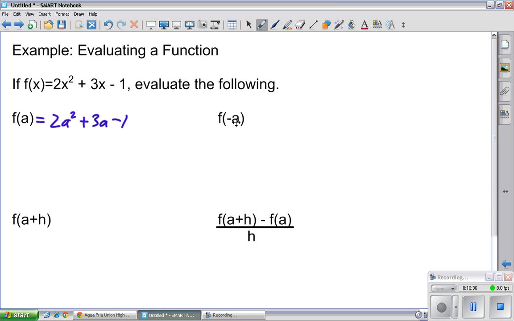Similarly, if we're plugging in negative a, evaluating for negative a, you just plug in negative a wherever there was an x. 2 times negative a squared plus 3 times negative a minus 1. And then do some simplifying. Negative a squared is a squared, so 2a squared. 3 times negative a is negative 3a minus 1.